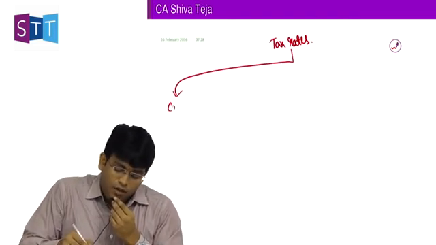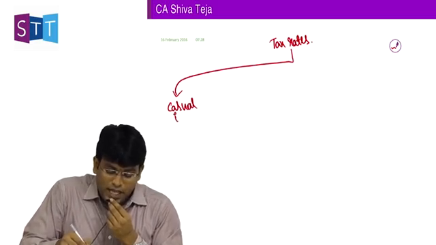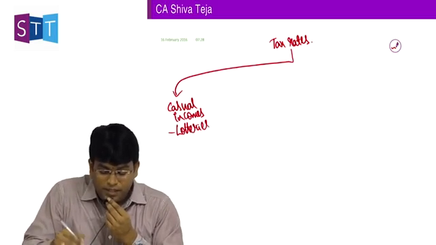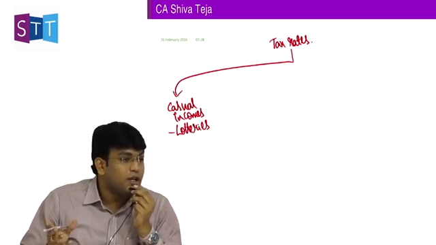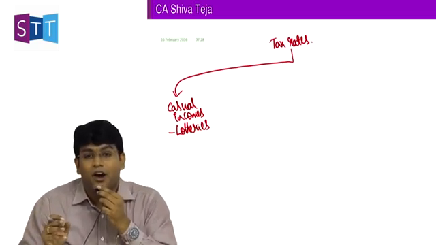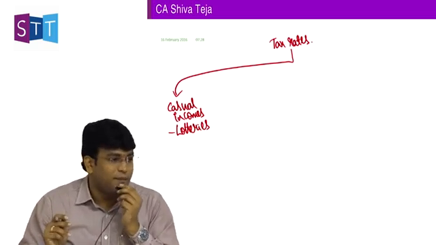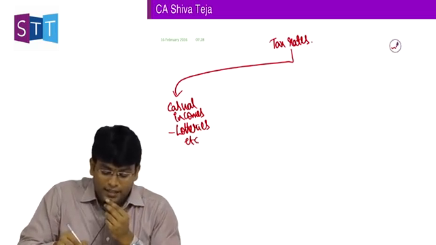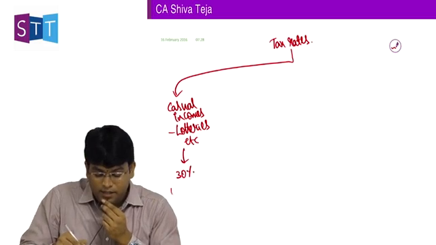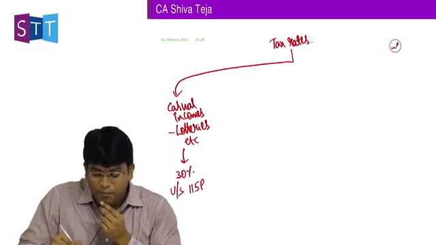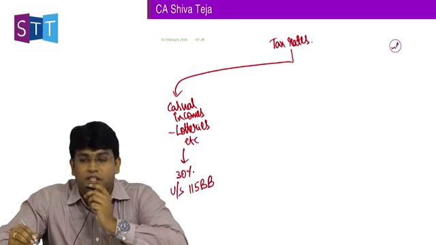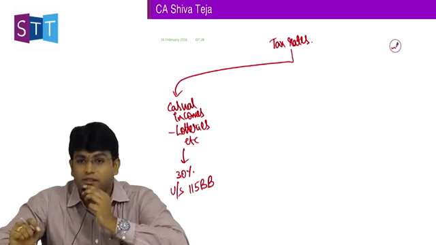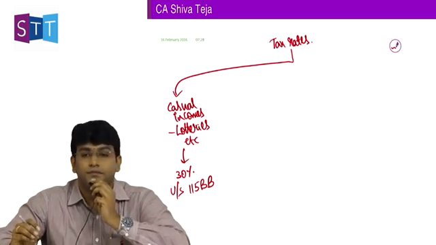Number 1, we have casual incomes. Casual income covers lotteries, betting, crossword puzzles, card games, TV shows, bumper draws, lucky draws, or your KBC. All game shows and TV shows come under casual incomes. They are lotteries and so on. They are taxed at a flat rate of 30% as per section 115 BB. Which section? 115 BB. Are you getting this? Everyone?